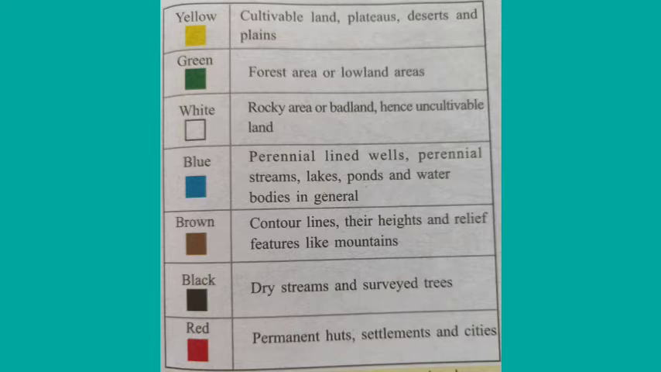Okay, now number five, we have black color. So black color is used to indicate or to show dry streams and surveyed trees. Dry stream means a stream without water.